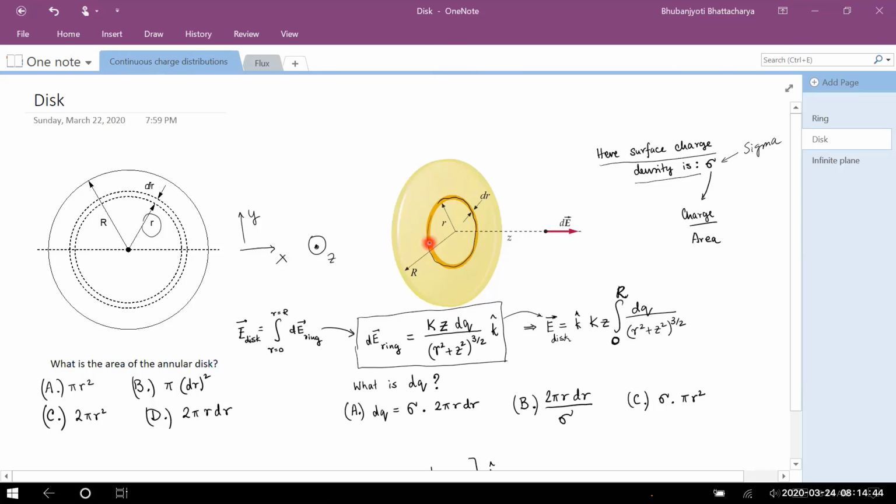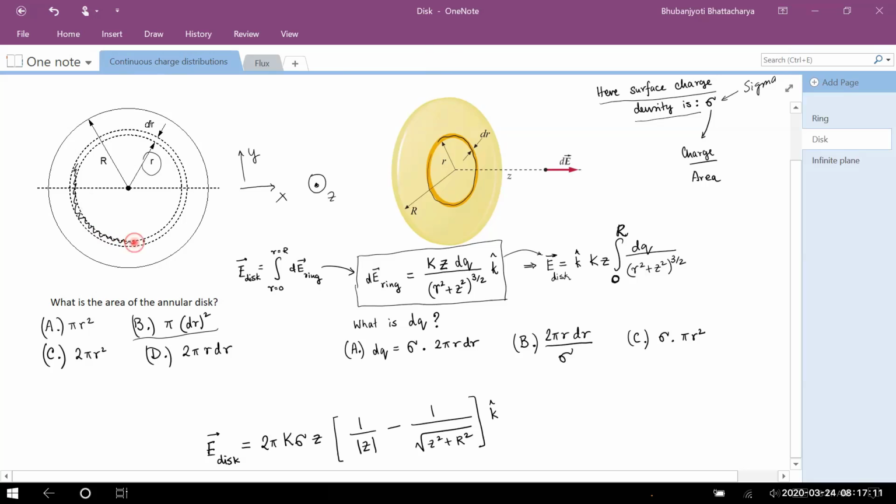So first, we need to figure out the area of the annular disk. Again, I have 4 choices for you. What do I mean by the area of the annular disk? I'm really trying to find out this area. Since this is an annulus, what I should do is take the area of the bigger circle, so let's call that pi (r plus dr) squared, the circle with radius r plus dr, and then subtract off the area of the smaller circle, which is the inner dashed circle over here.